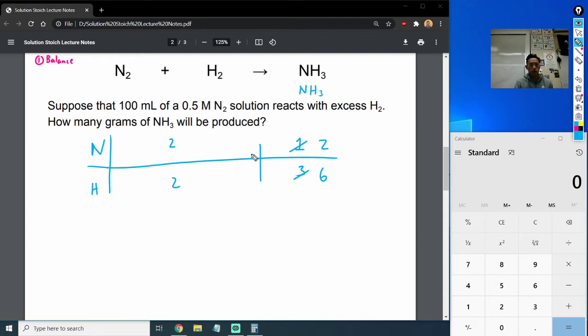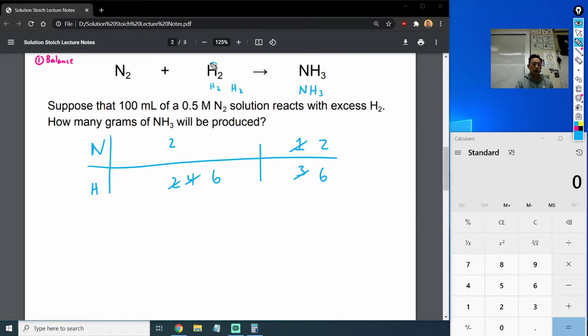So the nitrogens are balanced, but the hydrogens are not balanced. So I'm going to add a H2 right here. That's going to take me from 2 to 4. And in order to balance it out, I'm going to have to add a third one to get to 6. What that means is we can write our coefficients. For N2, we don't need to put a number in the front because there's only 1 of them.